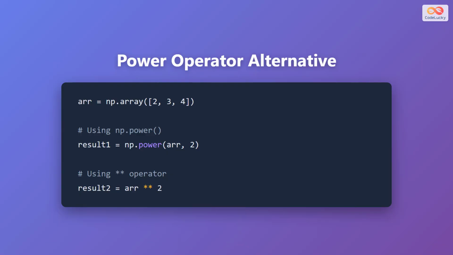NumPy provides an alternative to np.power, the double asterisk operator. Both approaches produce identical results. Using np.power offers explicit function syntax, while the double asterisk operator provides a more concise mathematical notation. Choose based on your coding style and readability preferences.